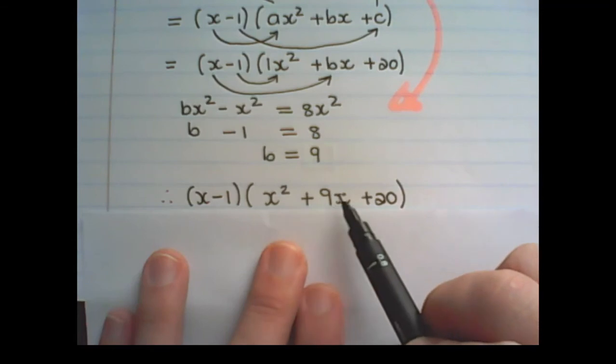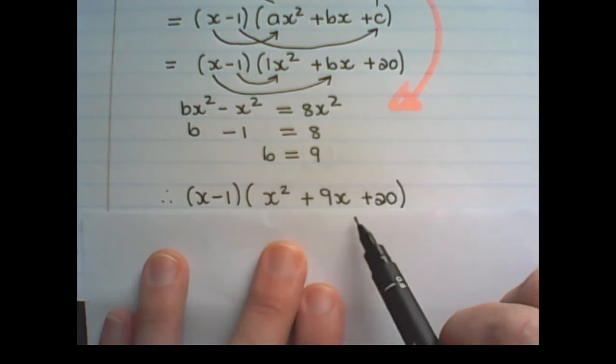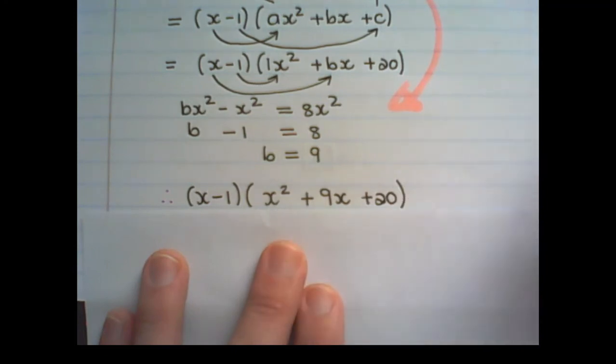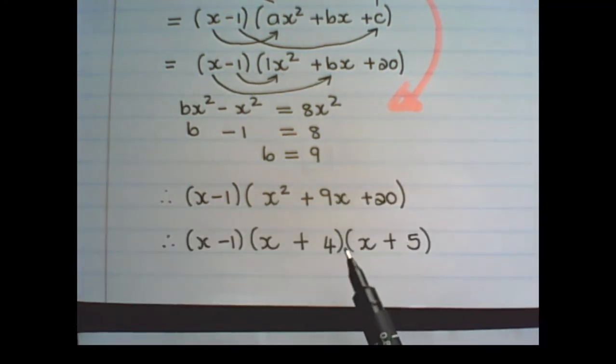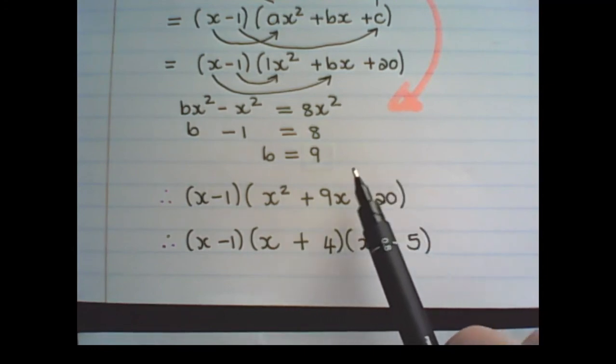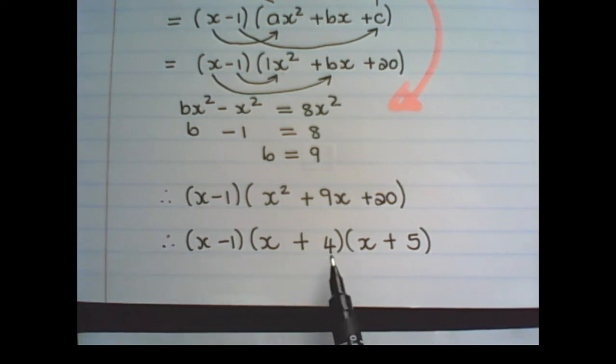And then our next step is to check whether or not we can factorize this second bracket. And in this case, we can. This is a normal trinomial, and this is how we factorize that trinomial. You would have learned this skill in grade 9 and 10 and 11. And now we have factorized the full expression.